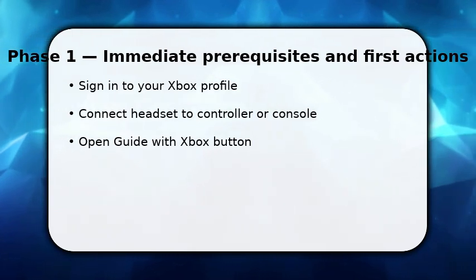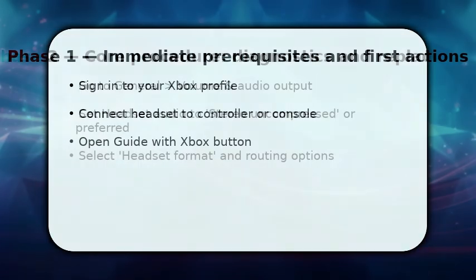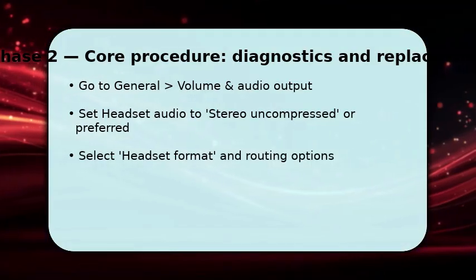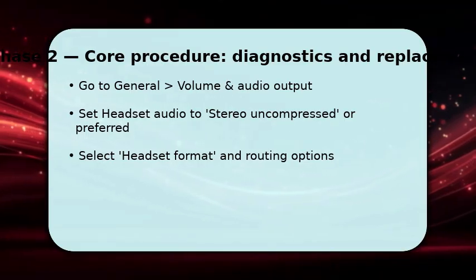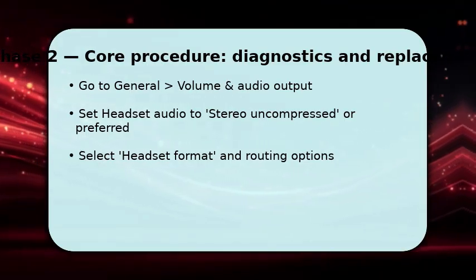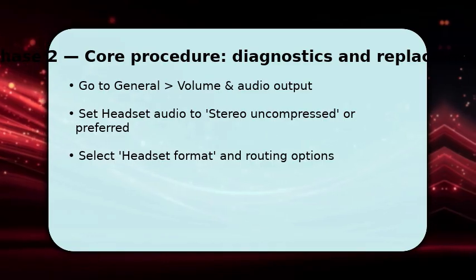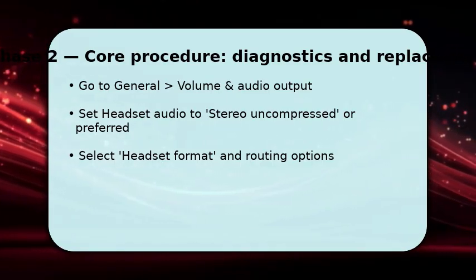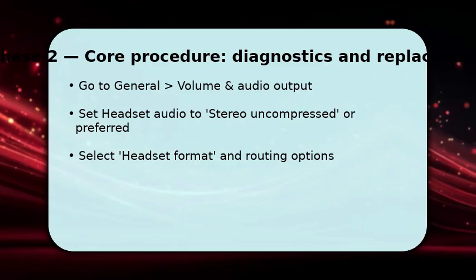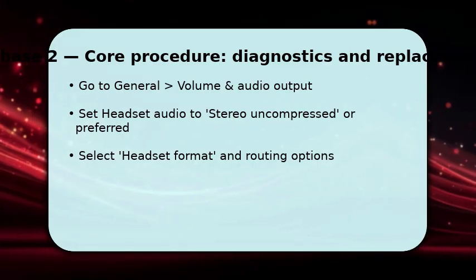You're in Settings. Choose General, then Volume and Audio Output. Now, set headset audio to the appropriate format, stereo uncompressed for game chat clarity, or Windows Sonic/DTS for spatial sound if supported. Next, find headset audio routing and select headset only or headset and speakers depending on preference. Pick headset only to force all audio there.